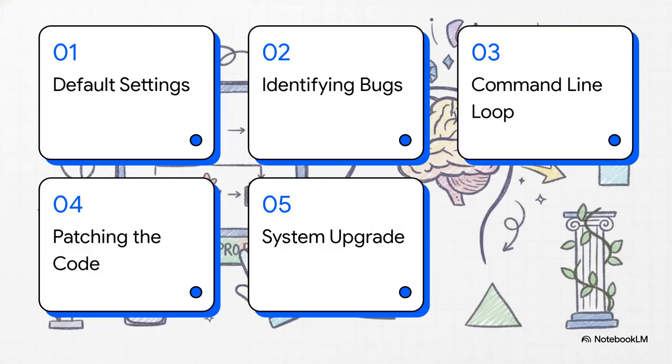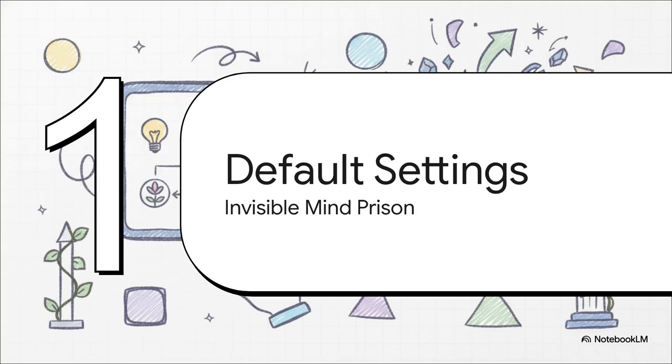All right, here's our system diagnostics report for today. We're going to cover the default settings, identifying the bugs, the command line loop, patching the code, and finally executing a full system upgrade. Let's jump right into section 1, the default settings, the invisible prison of the mind.